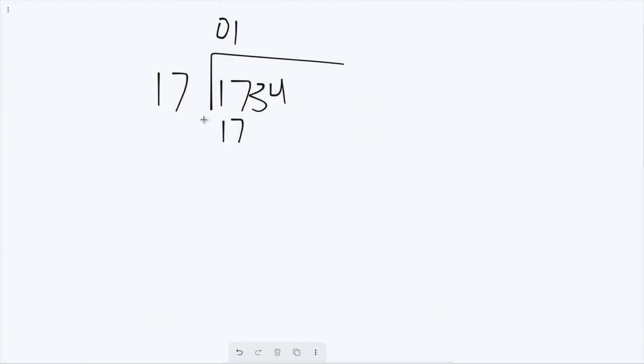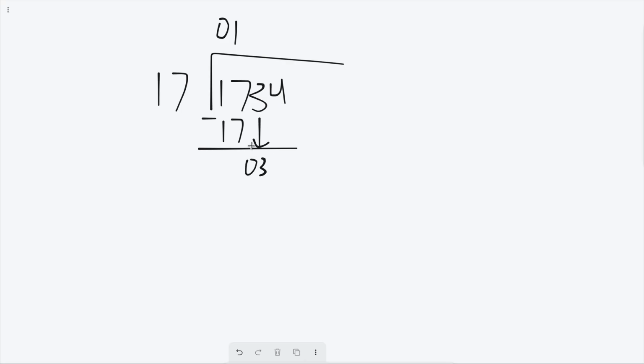Last question. 1,734 divided by 17. I'll give you a minute to think. Okay, so how much times can 17 go into 1? 0 times. How much times can 17 go into 17? 1 time. And then we bring down the 17. We have 0. We bring down the 3.